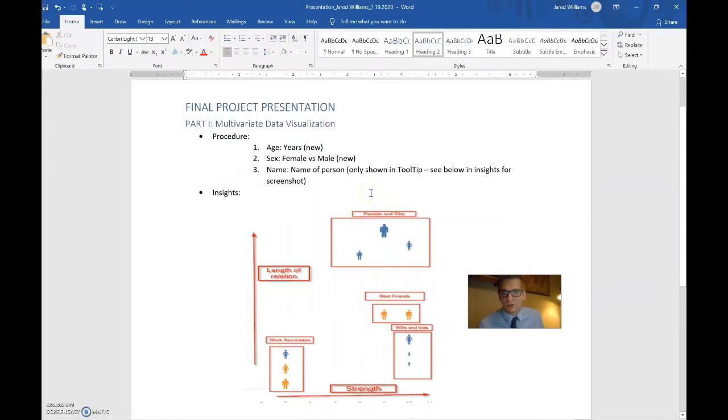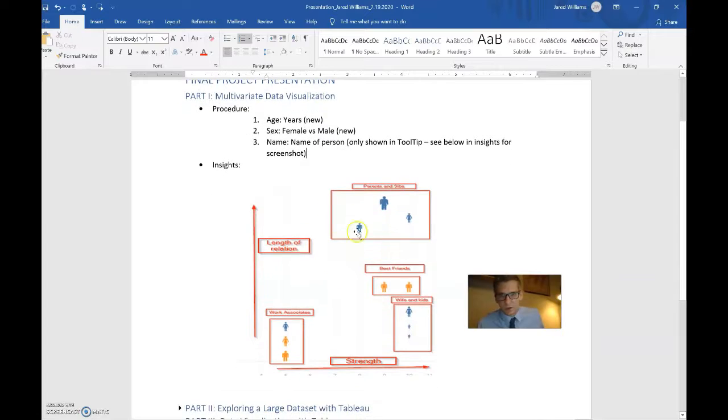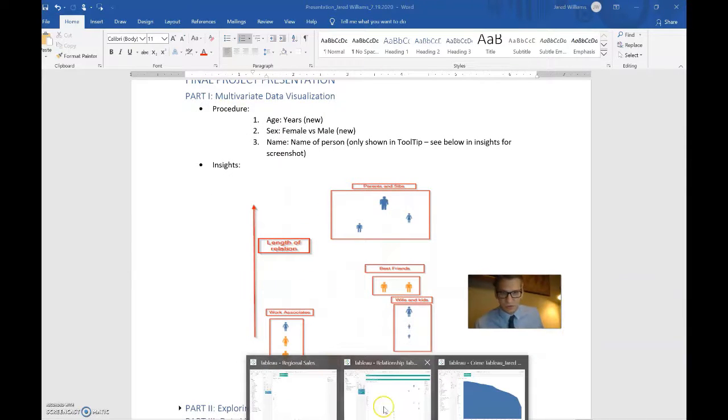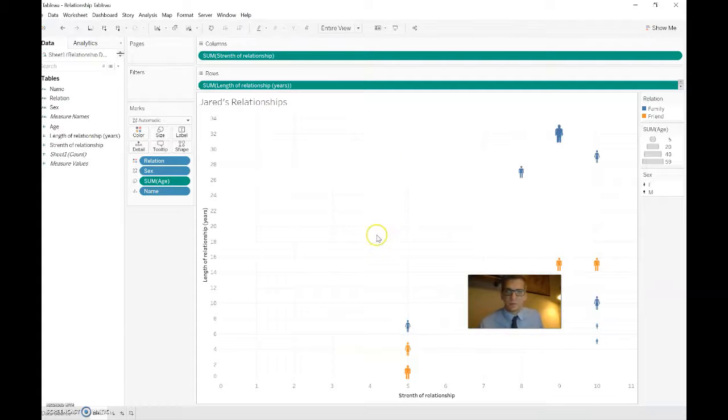For the first part, the multivariate data visualization, in reference to the relationship data that we had to create, I added some more variables to add some color to the variables that were given. I wanted to include age, sex, and the name of the person, just to identify it in the actual visualization by doing a tooltip or hovering over it. I'll go over the insights gleaned, but first I'll show you the visualization itself.